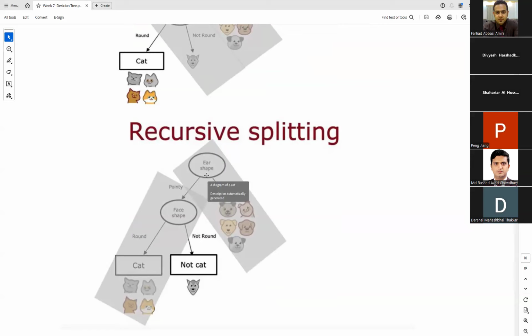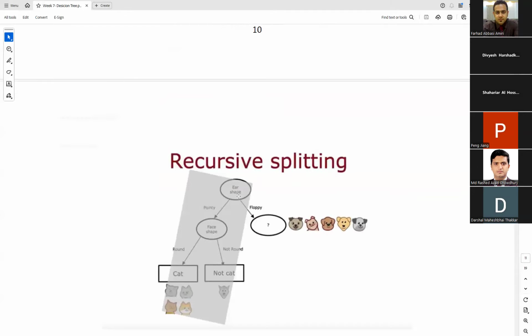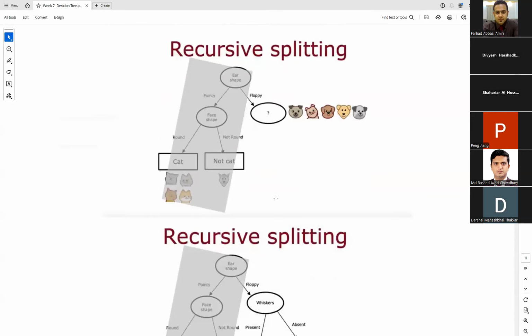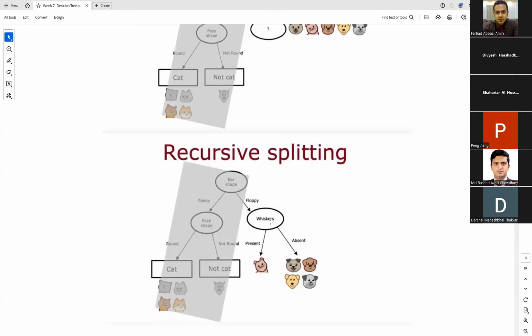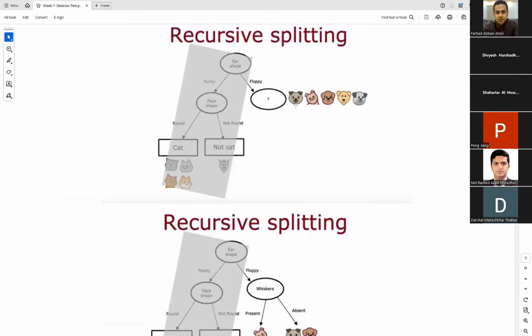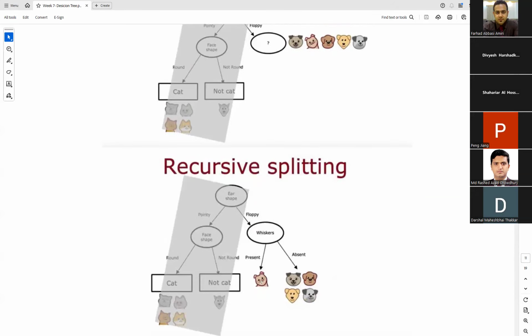After working on the left branch, now it's time to uncover the right branch and work on this one. So for the floppy ear shape, we have 5 animals. And for this node, we use another feature, the last one, whisker. Whisker has 2 possibilities, present or not present, absent. By splitting these 5 animals on whisker, we have these 2 classes, one on the left branch and one on the right branch.